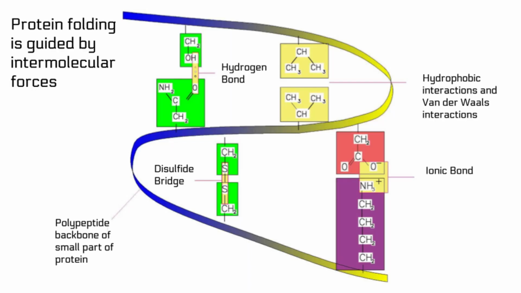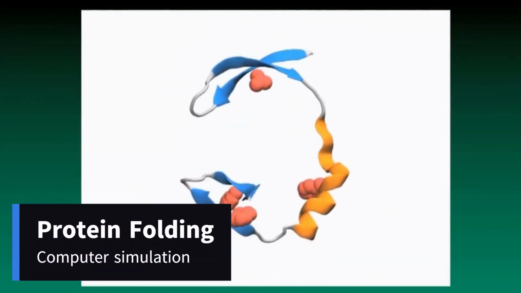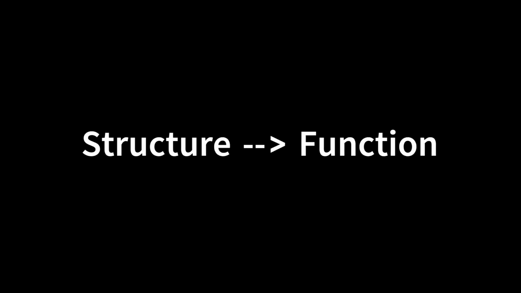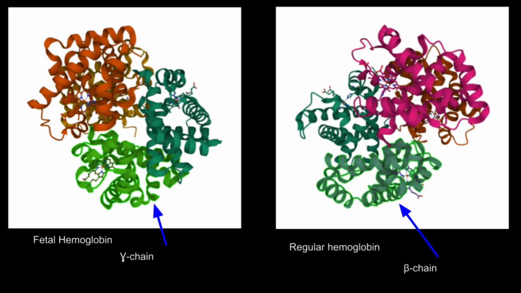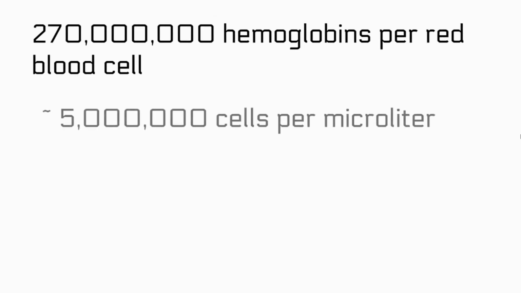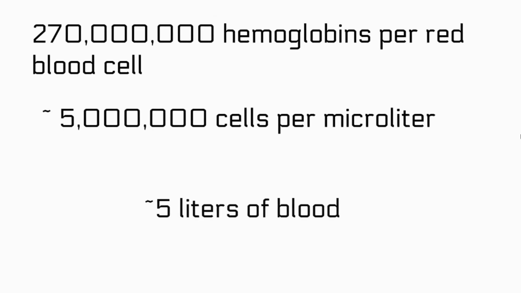Folding is guided by intermolecular forces that push the amino acids into their preferred stable arrangements, called the native shape. This folding pattern defines the function. Compared to regular hemoglobin, fetal hemoglobin has a radically different structure and therefore has a higher oxygen affinity. FYI, you have about 270 million hemoglobins per red blood cell and about 5 million cells per microliter.